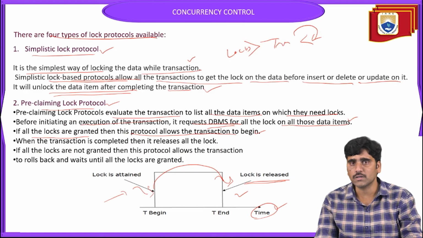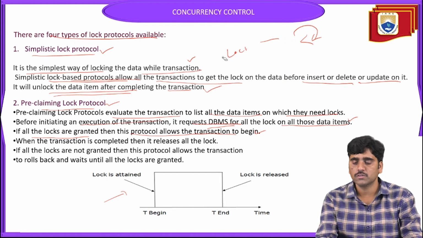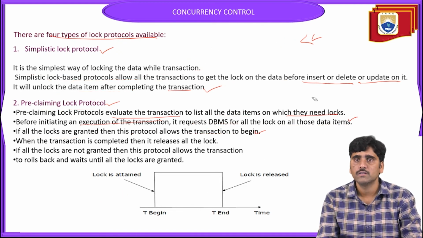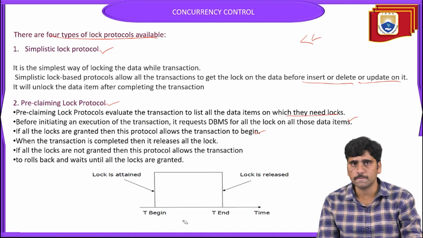Based on this, we provide four types of locks actually. The first one is the simplistic lock protocol. In the simplistic lock protocol, the transaction is simply performed or executed, and before it executes, the transaction holds a lock.